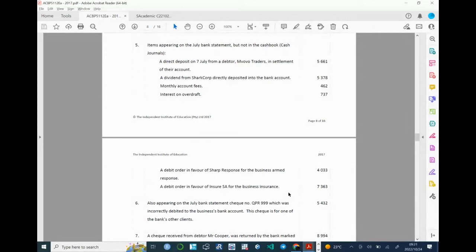Monthly fees. This is money now leaving us. So this should be cash payment. Interest on overdraft, cash payment. A debit order in favor of Sharp Response for business armed response. So this is property security, cash payments journal. A debit order in favor of Insurance SA for the business insurance, cash payments. Okay? Right, next. 6.